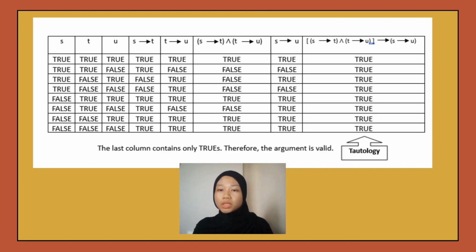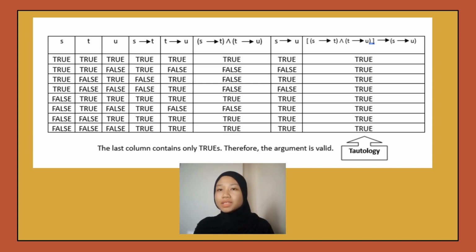To test the validity of the argument using a truth table, there are three variables: S, T, and U. The column for the first variable S is true, true, true, true, false, false, false, false. The second variable is T. The column is true, true, false, false, true, true, false, false. The third variable is U. The column is true, false, true, false, true, false, true, false.